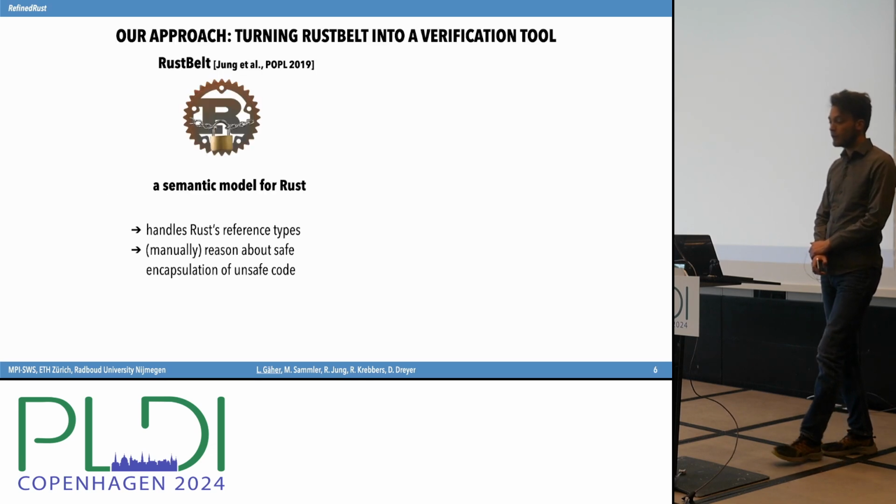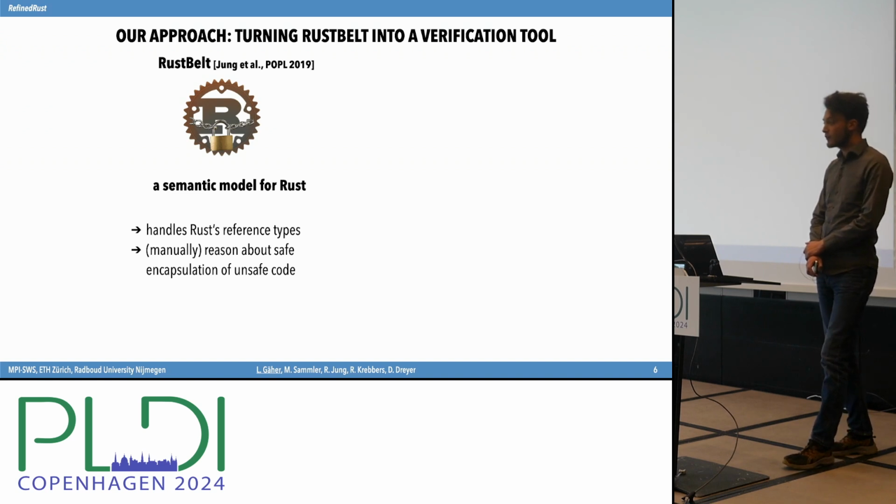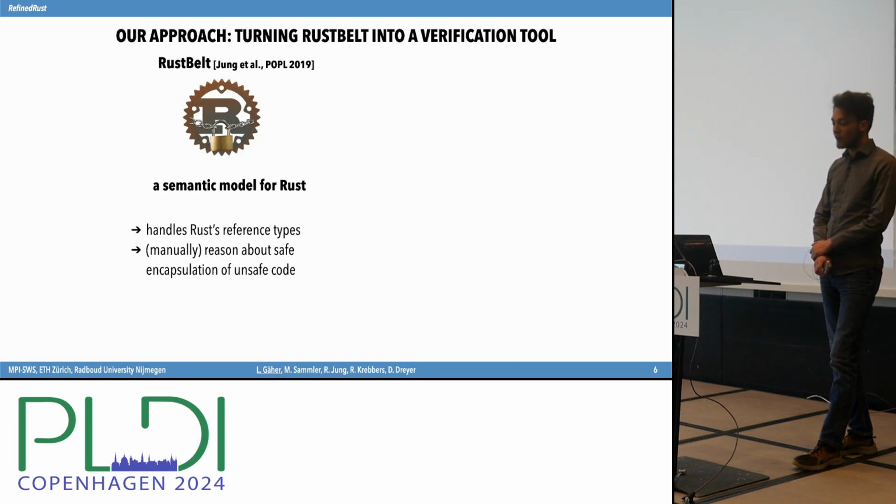So the way we do this is to start out with ideas from RustBelt, which is a well-known semantic model for Rust. RustBelt already shows us how to handle Rust's reference types, which are tricky to get right, and it allows us to manually reason about unsafe code. But then we need to figure out how to turn that into a practical verification tool. Reusing RustBelt currently is a lot of manual work, and it can't reason about functional correctness.